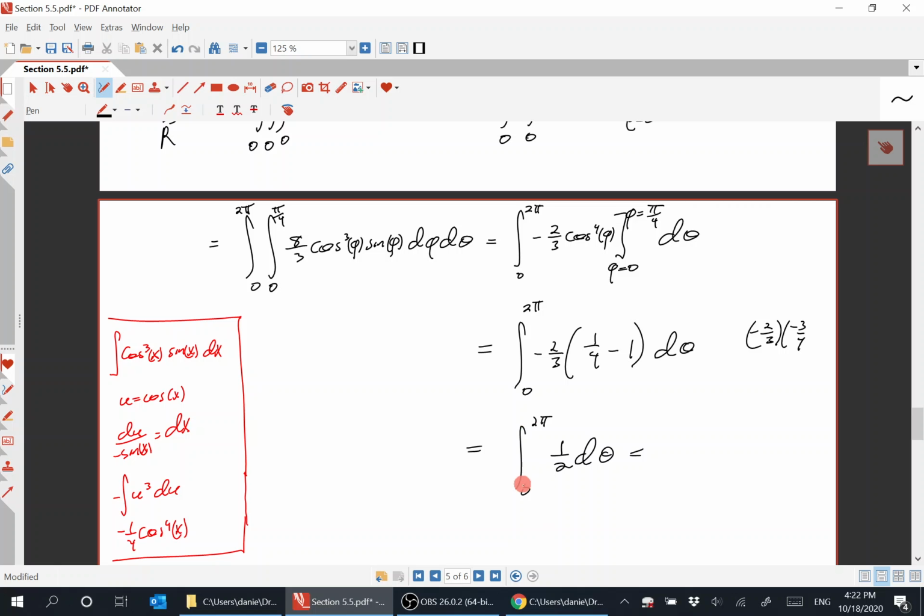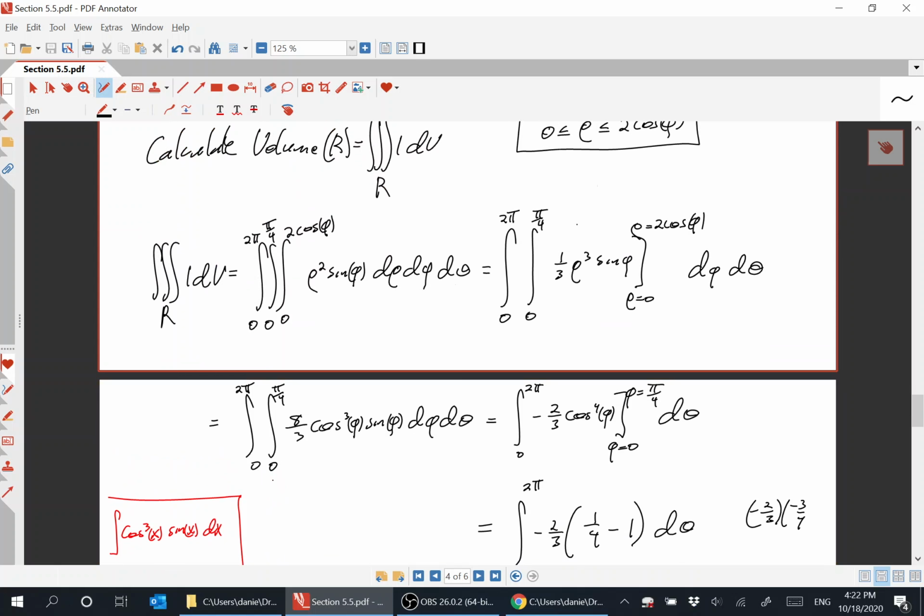All right, so a half times 2 pi is just pi. So that's the volume of that snow cone, a slightly different type of snow cone, and we did the triple integral of the function 1 over that region.